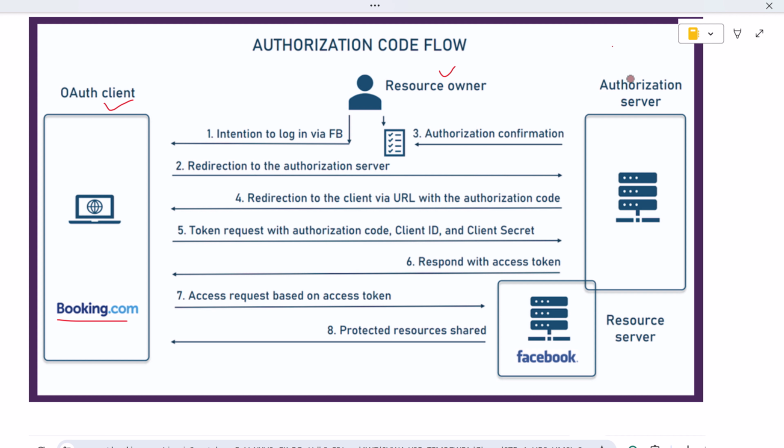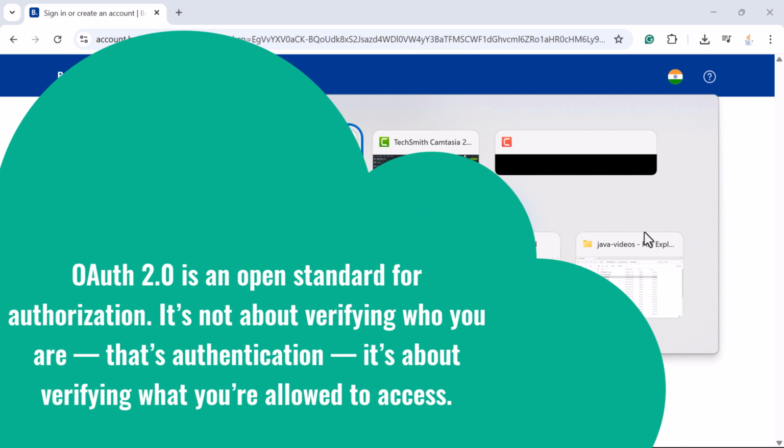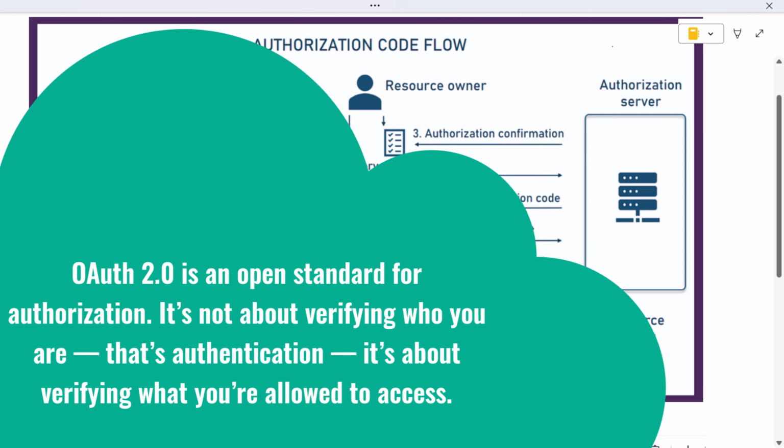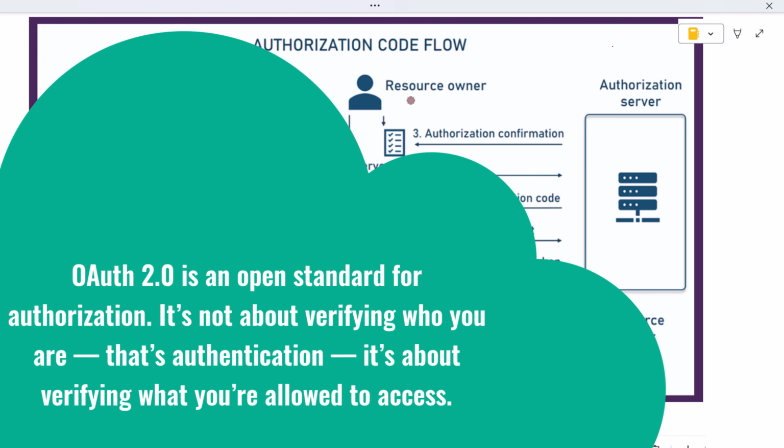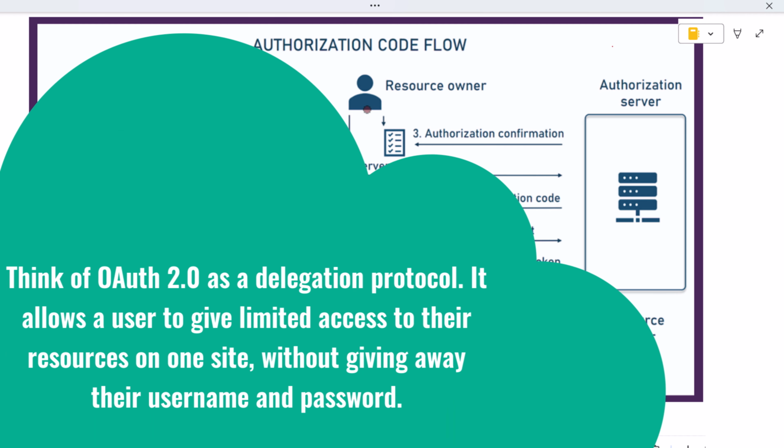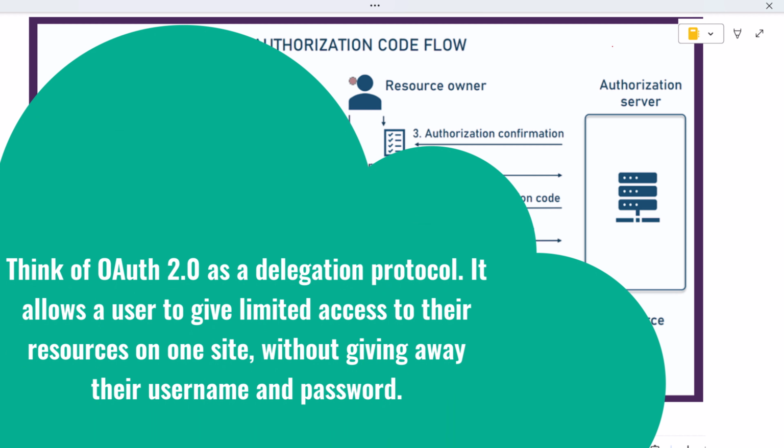Then we'll dive into the real-world flow step by step. So, what exactly is OAuth 2.0? OAuth 2.0 is an open standard for authorization. It's not about verifying who you are, that's authentication. It's about verifying what you are allowed to access. Think of OAuth 2.0 as a delegation protocol.